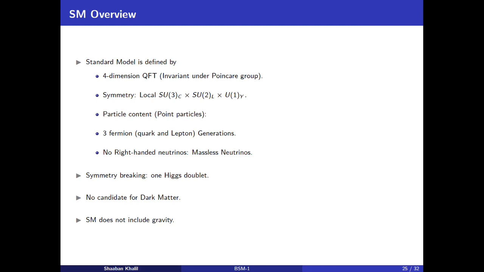So this is really the definition of the identity. I usually say items to define the standard model. So if you have any questions here, if you are happy with this, please keep it in your mind that this is how we define the standard model: 4 dimensions with this local symmetry, with point particles and 3 fermion generations, no right-handed neutrino, 1 Higgs doublet. No dark matter and no gravity.